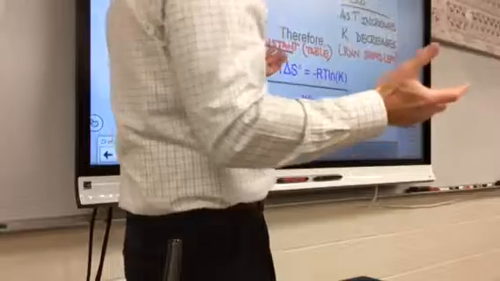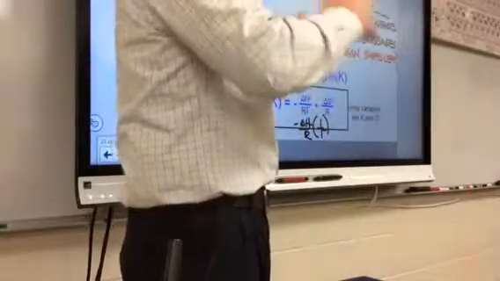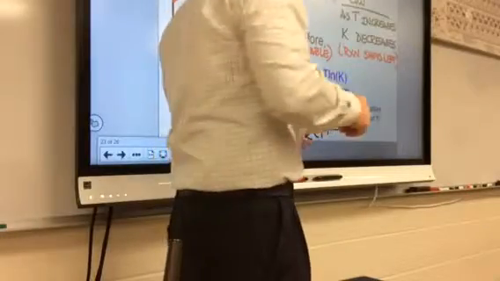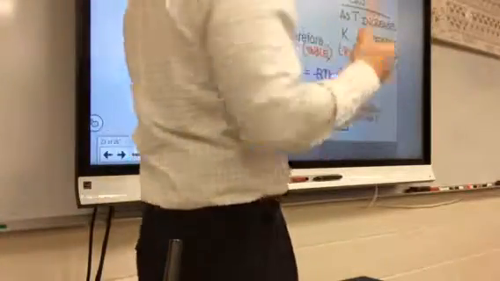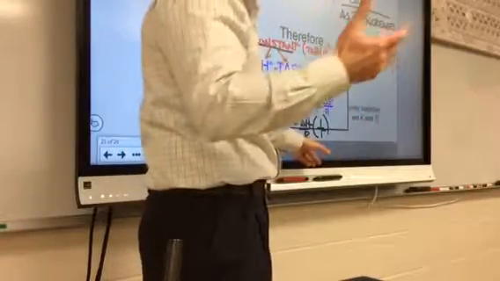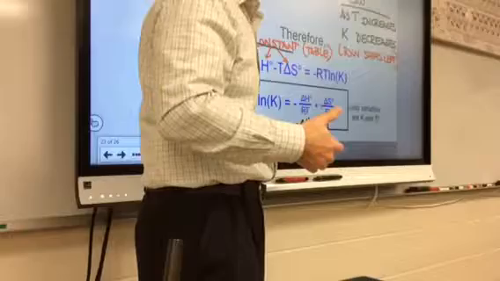Now, if it's an endothermic reaction, that means everything is the opposite. Endothermic reaction means that delta H is positive. And so the slope of this line would be negative, because the slope is negative delta H over R. So if you've got a positive delta H, the slope is negative.